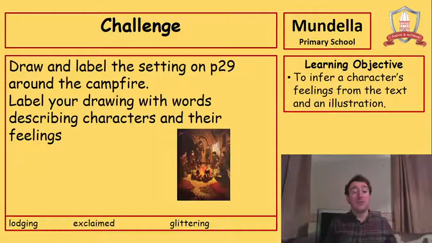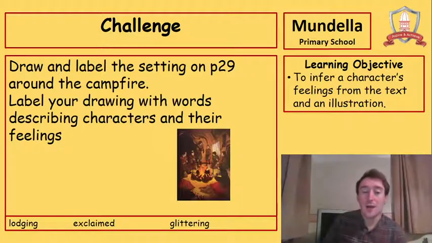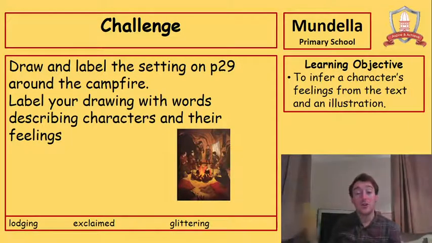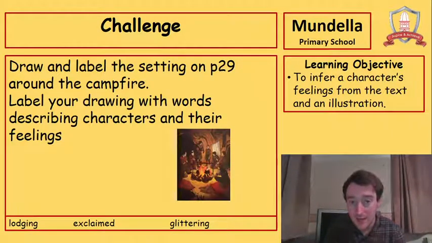Okay, what I'd like you to do is actually draw the illustration and label the setting, which is shown here on page 29 around the campfire. So what you can do is just do a quick drawing of the different people, the campfire in the middle, and then label who they are next to them with a straight line and a ruler with their names, and then say what you think that they're feeling at the time, okay?